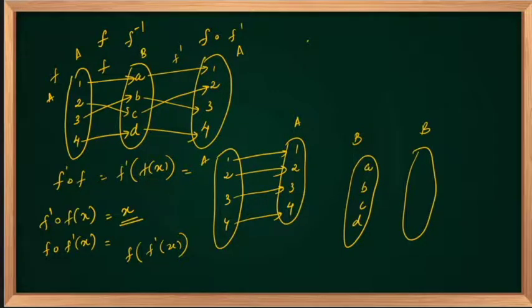Okay, right? So a gives 1, and 1 gives a. So basically a is getting mapped to a. Similarly, b is mapped to 3 and 3 is mapped to b. So b gives b, similarly c gives c and d gives d. So whatever value you are giving here, the output will be the same. So I can say that f of f inverse of x will again be equal to x. Only difference is here it will be a function from A to A, and here it will be a function from B to B.